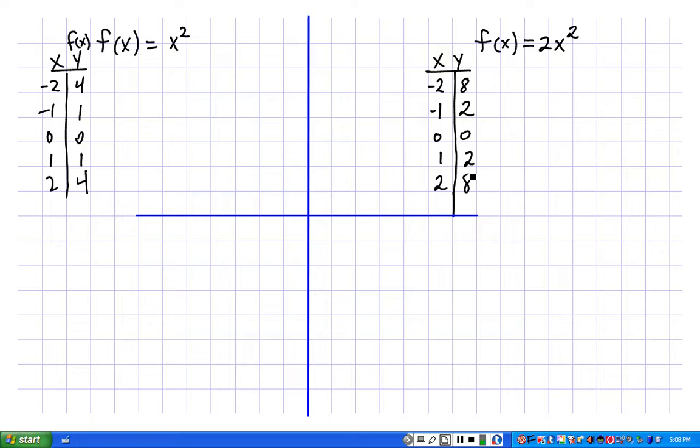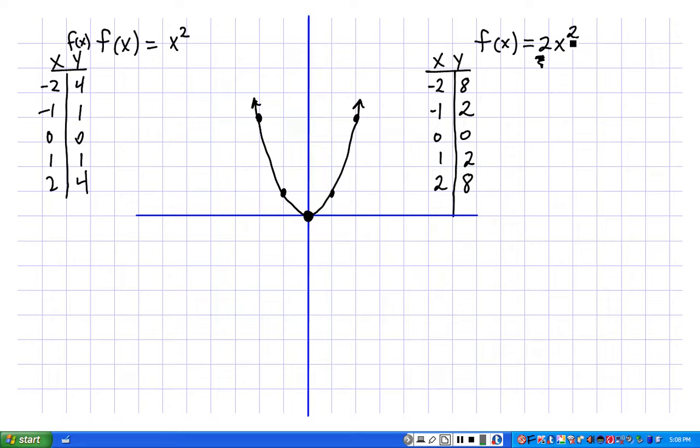Alright, so now let's look at plotting these. Okay, so first, there's our 0, 0. Alright. -1, 1. 1, 1. -2, 4. Positive 2, 4. And there you have it. Once again, your parent function.